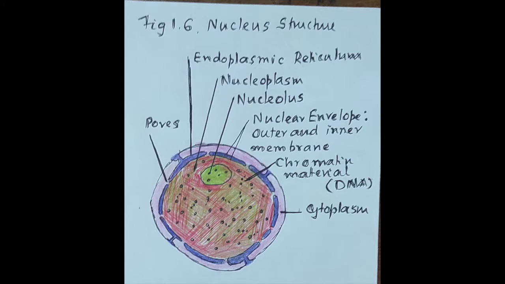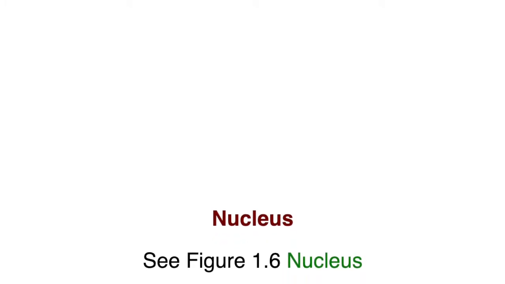This figure 1.6 is the structure of nucleus. Nucleus has nuclear pores, nucleoplasm, nucleolus, and chromatin material. Nucleus. See figure 1.6, structure of nucleus shown earlier.